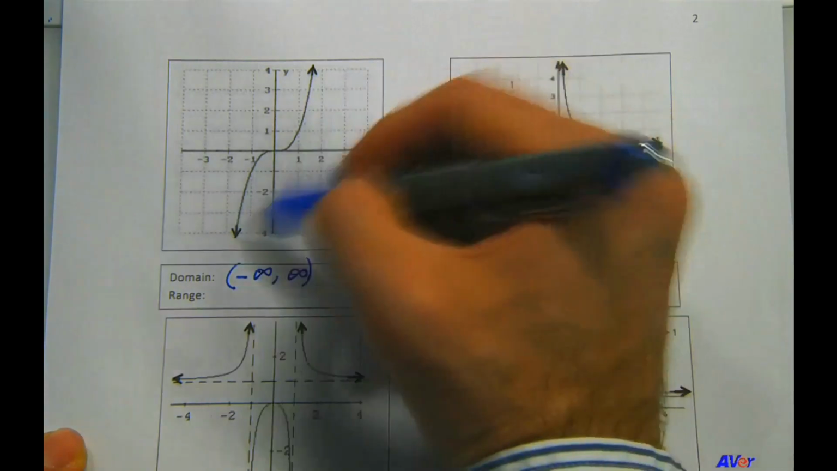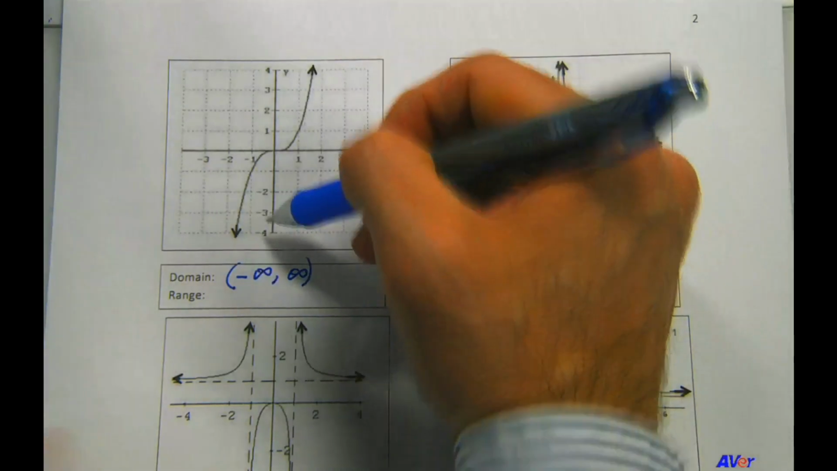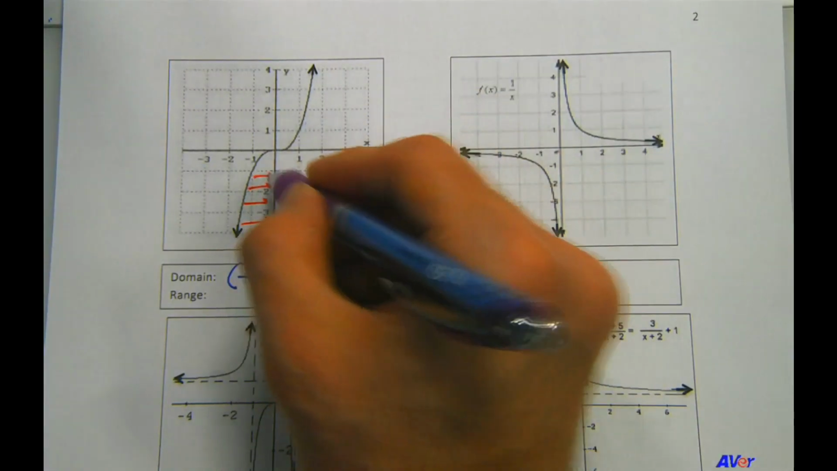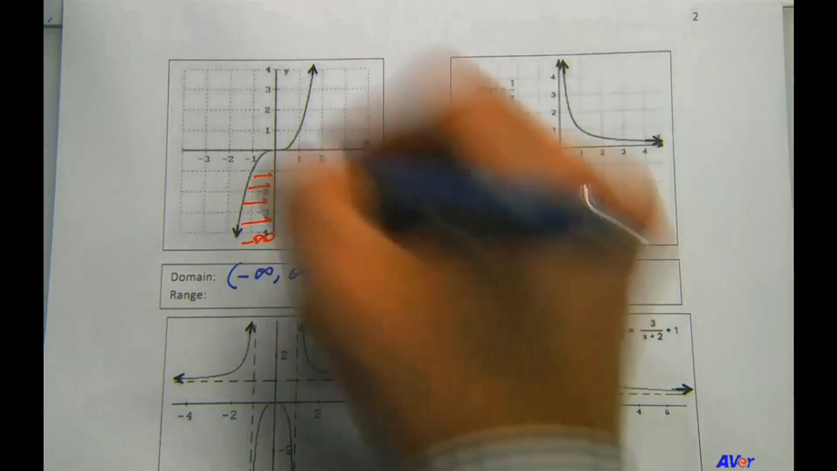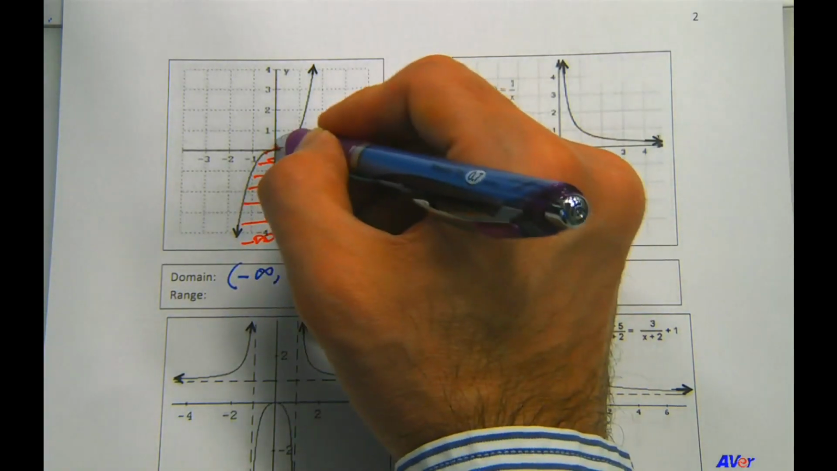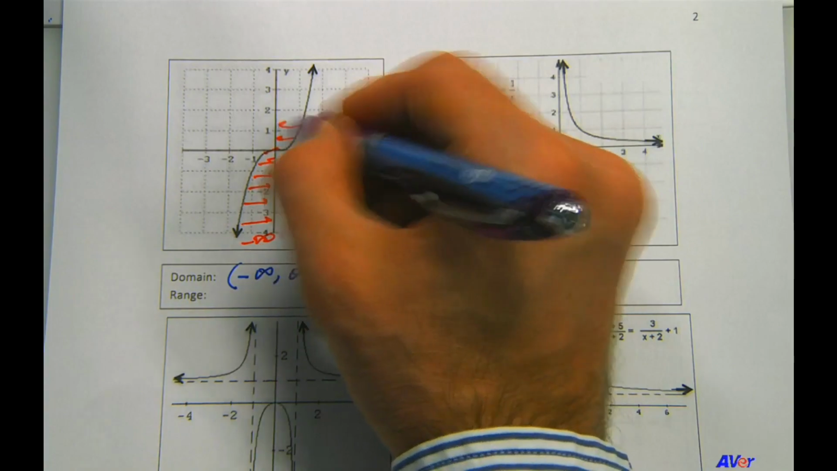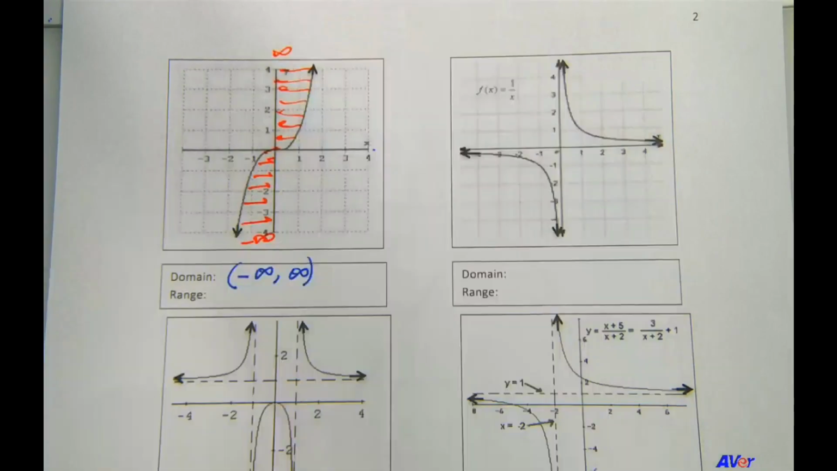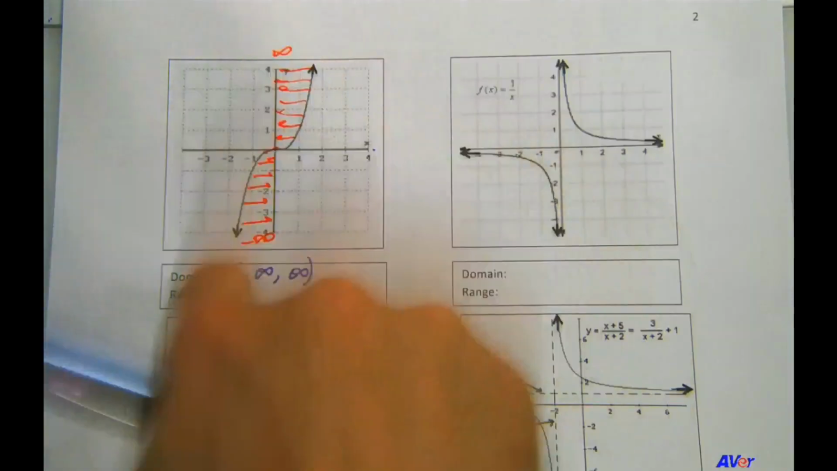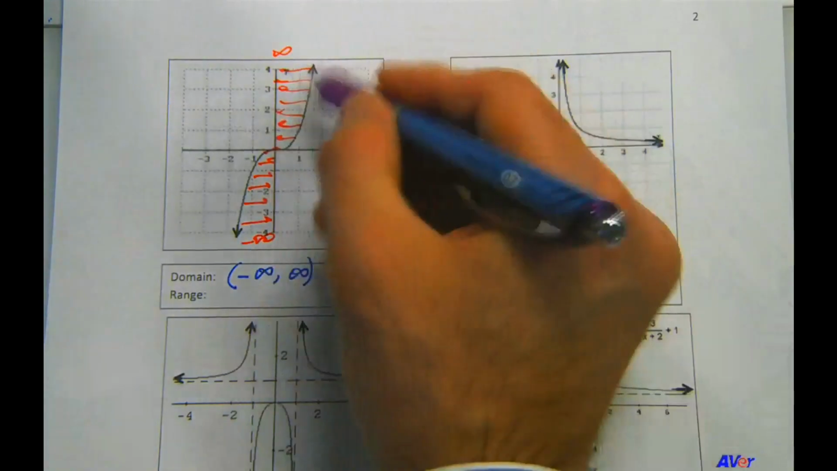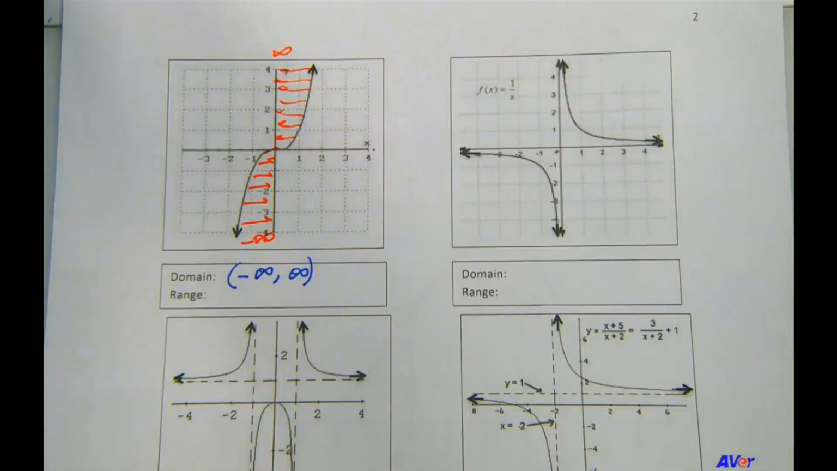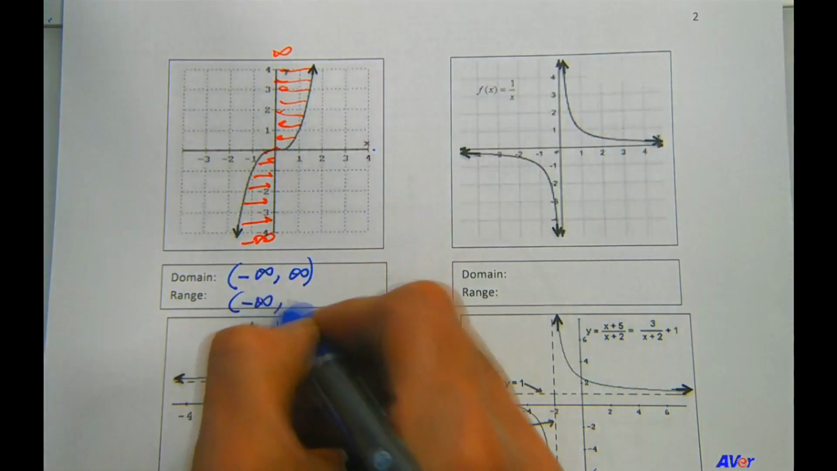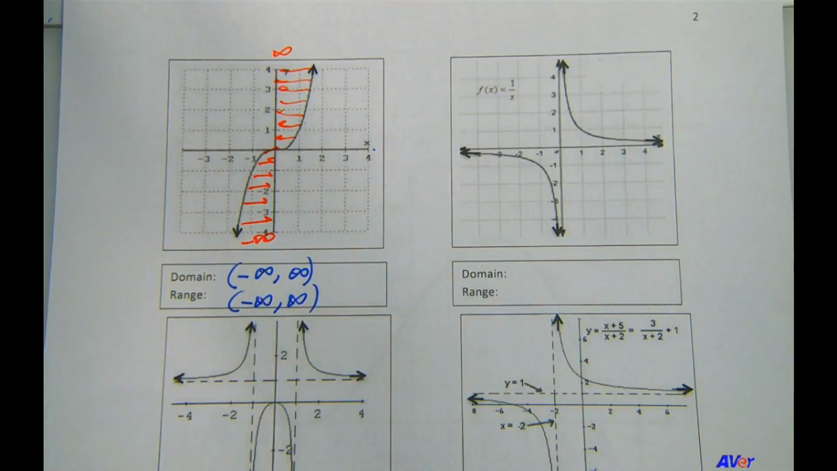Now, with respect to the range, is there any restriction? No. This is coming up from negative infinity, goes right through y equals 0, and continues towards positive infinity. The arrows that I've drawn show the behavior of this graph with respect to the y-axis, which is the range of the function. So there is no restriction. Negative infinity to infinity is the range also.